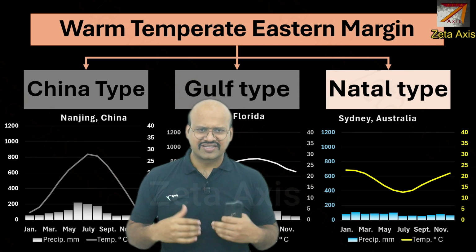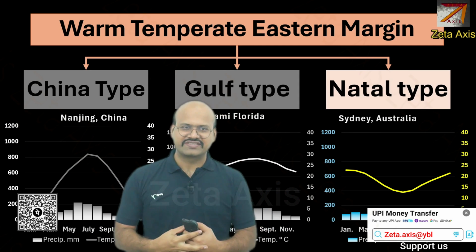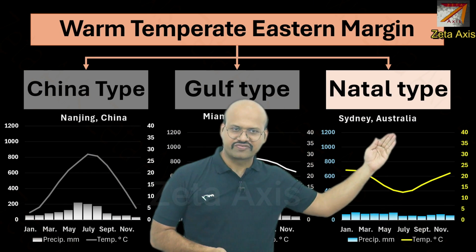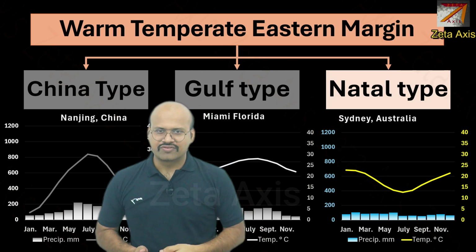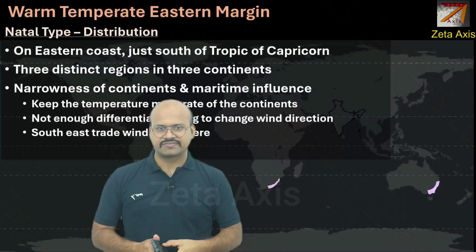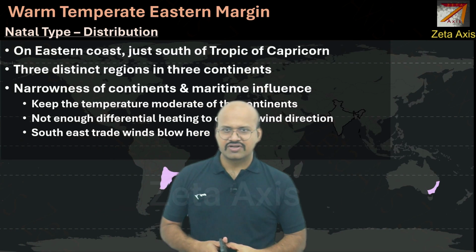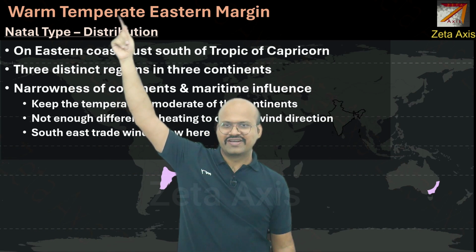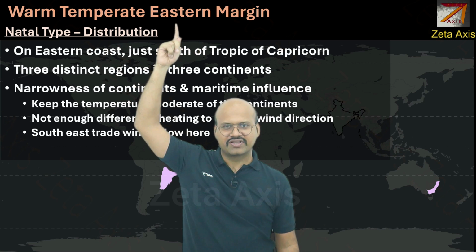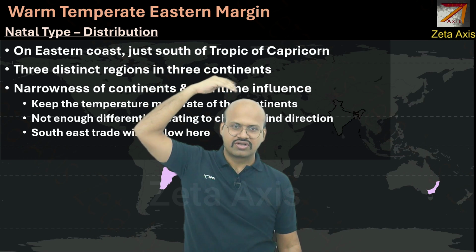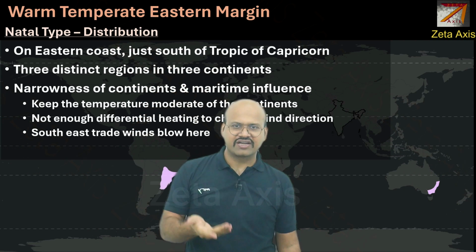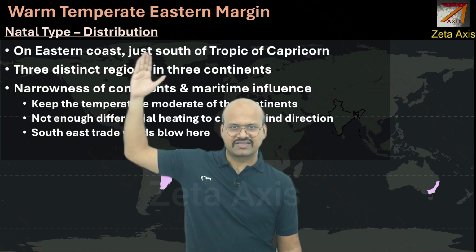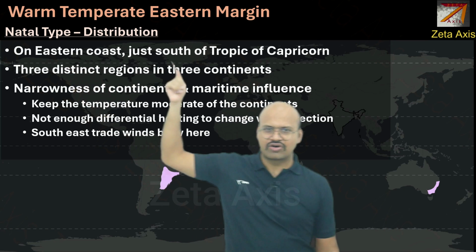Now let's see the third subtype of warm temperate eastern margin, that is the Natal type climate, for which we have taken the example of Sydney, Australia, but it is also found in South America and Africa. So let's see the distribution on eastern coasts. These are also located on the eastern coast because it is warm temperate eastern margin and it will be in the temperate region, that is north and south of the Tropic of Cancer and Tropic of Capricorn. Here it is mainly in the southern hemisphere on the eastern coast, just south of the Tropic of Capricorn.